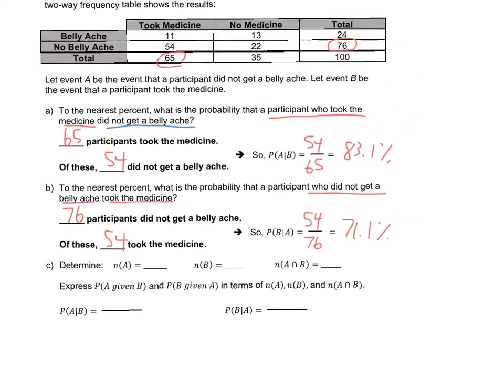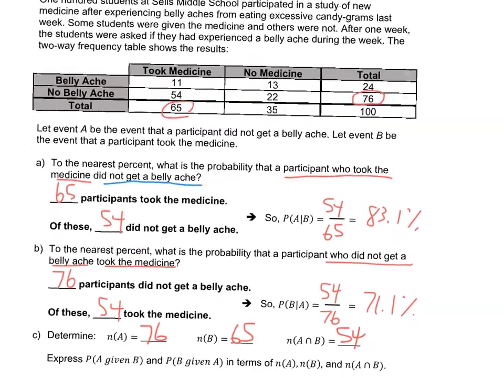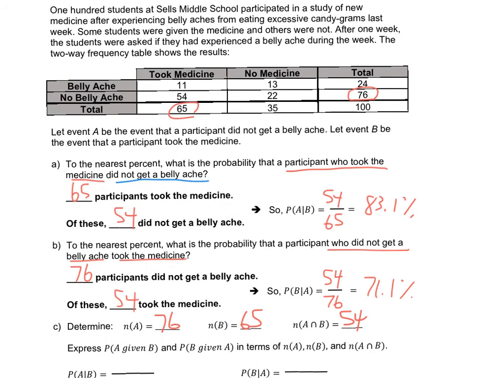All right, so let's look at how we can express these theoretically, these different formulas, A given B and B given A. So first, determine the n of A, the number of elements in A, that was 76, the number of elements in B, 65, and the number of elements in the intersection of A and B, which is going to be 54. I got that by looking at took medicine and no bellyache, and that's 54.